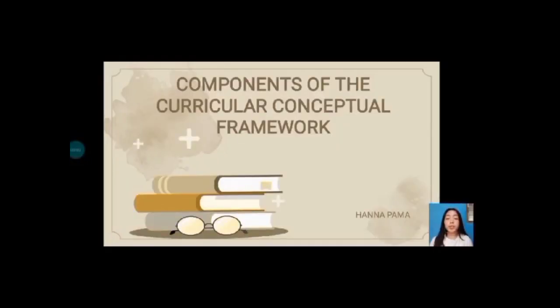Components of the curricular conceptual framework. So there are two major areas to be addressed during development of a curriculum framework. The first one is what concepts will be covered in developing the curriculum framework. And number two, what will be the structure, ordering, or sequencing for introducing the concepts and delineating the relationships between and among them. So there are two components of the curricular conceptual framework.